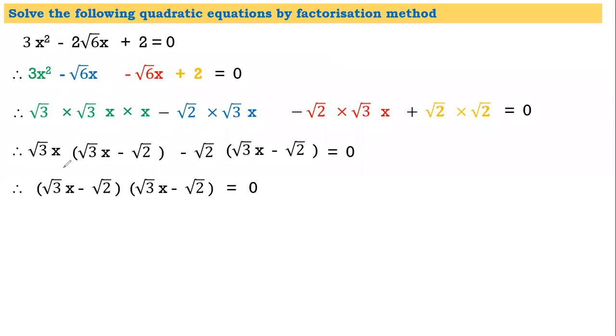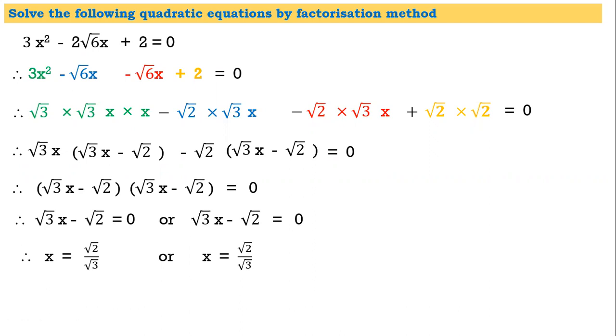Now since the product of two brackets is 0, either of the brackets will be 0. So root 3x minus root 2 is 0, or root 3x minus root 2 is 0. So minus root 2 comes here, it becomes plus root 2, and root 3 gets divided. And similarly here. So here you can write the final answer, students. The root of the given quadratic equation is root 2 upon root 3.